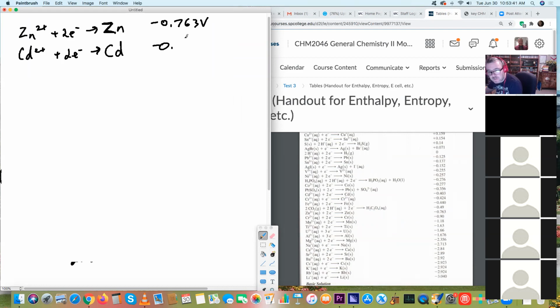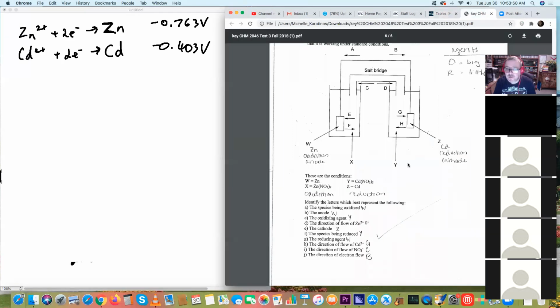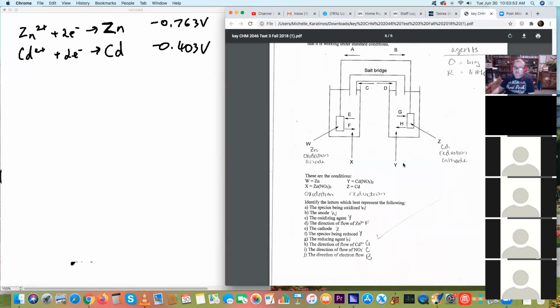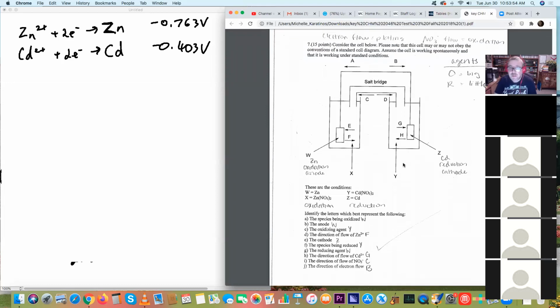So it is 0.03 here. Okay, so that's what we have. Now, in order for this thing to actually be working, it does say here, this cell may or may not obey the conventions of a standard cell diagram. What that means is a standard cell diagram is always going to, by convention, have the anode on the left and the cathode on the right. What I'm saying is that that's not necessarily the case here. So that's the first thing.